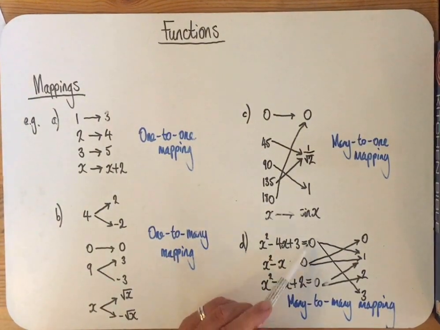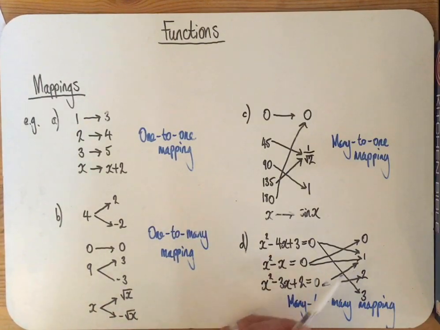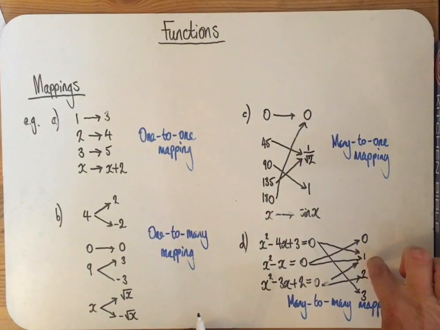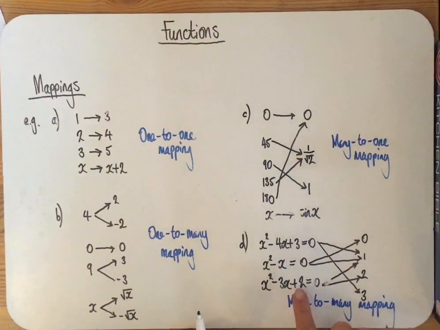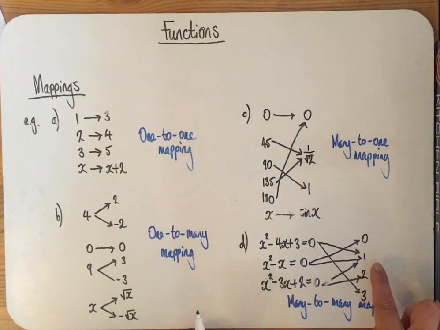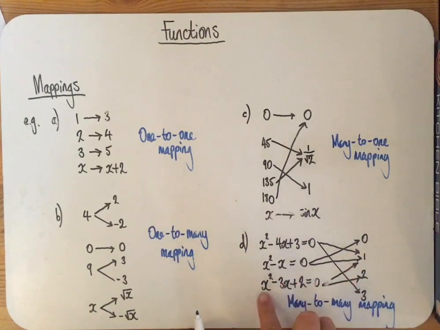So we've got more than one element here being mapped to the same element on the right hand side. So these two, for example, both mapped to 1. But we've also got more than one element here being mapped to the same value on the left hand side. So for example 1 and 2 both mapped here. So it's both one to many and many to one, which creates a many to many mapping.